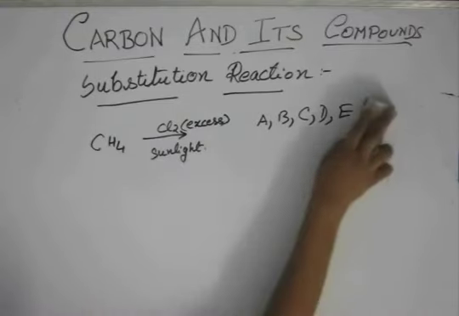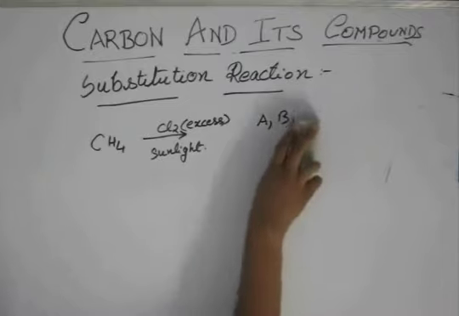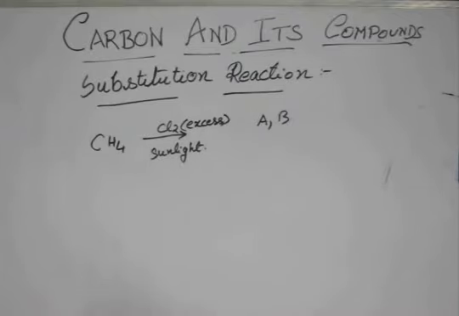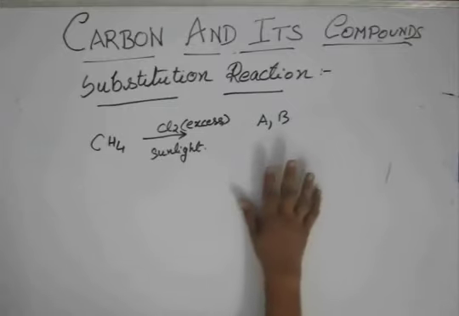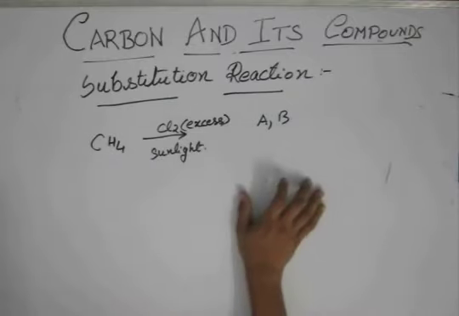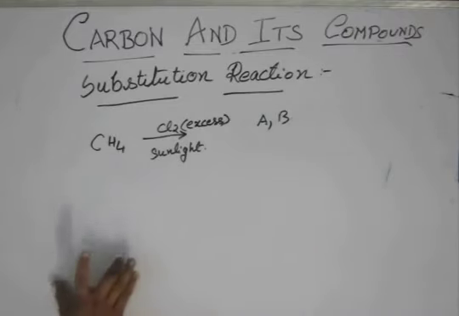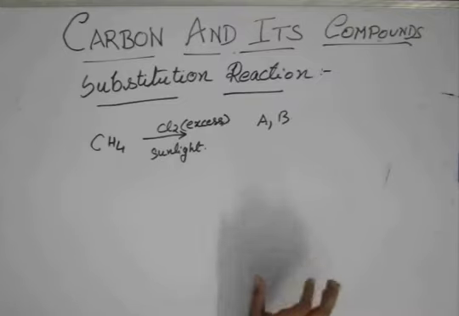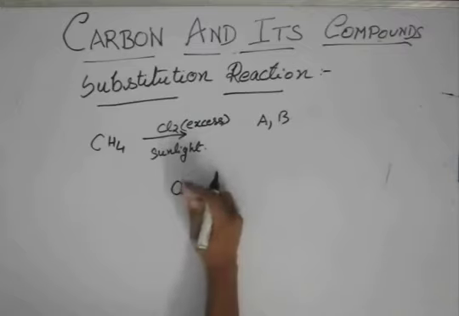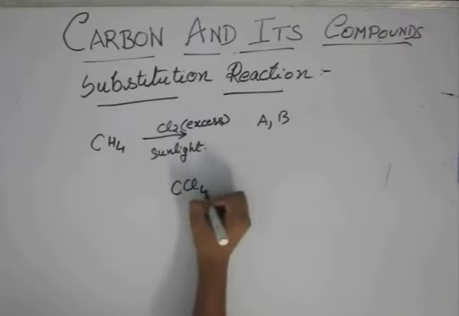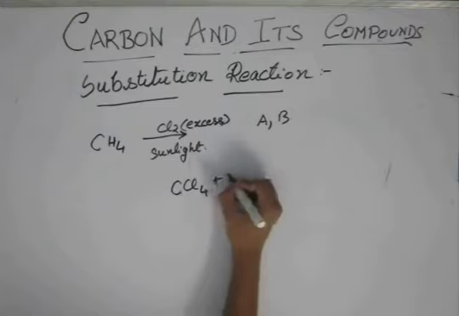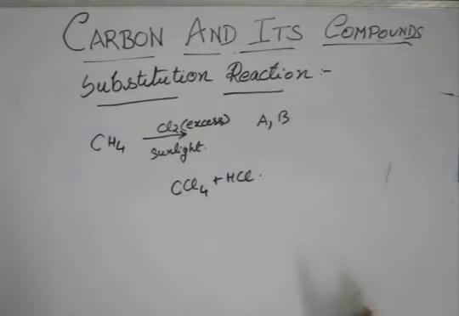But if you are given that only 2 products are formed, A and B, then you have to assume that all of the CH3Cl will react to give CH2Cl2, all of the CH2Cl2 will react to give CHCl3, all of the CHCl3 will react to give CCl4. So in the end, what you will be left with is just CCl4 and HCl, because the HCl is just adding up in each reaction. So A is CCl4, B is HCl.